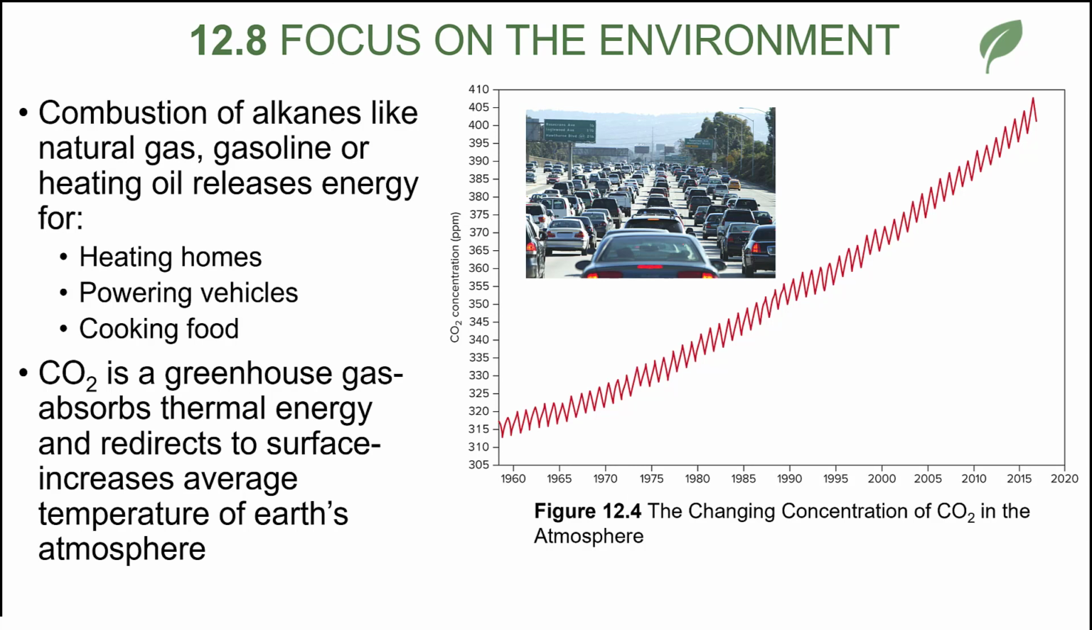So you can see how the carbon dioxide concentration has changed from 1960 to not quite 2020. Driving a car 10,000 miles at 25 miles per gallon actually releases 10,000 pounds of carbon dioxide into the atmosphere.